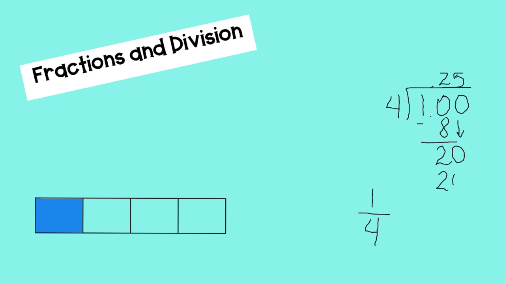I subtract. There's nothing more to bring down, and I have a 0, meaning there's no more remainders. I could keep going with as many zeros as I want, but it's always just going to be zero, so I might as well stop. Turns out that 1/4 is the same as 25 hundredths. And that's how you divide the numerator by the denominator, and you turn a fraction into a decimal.